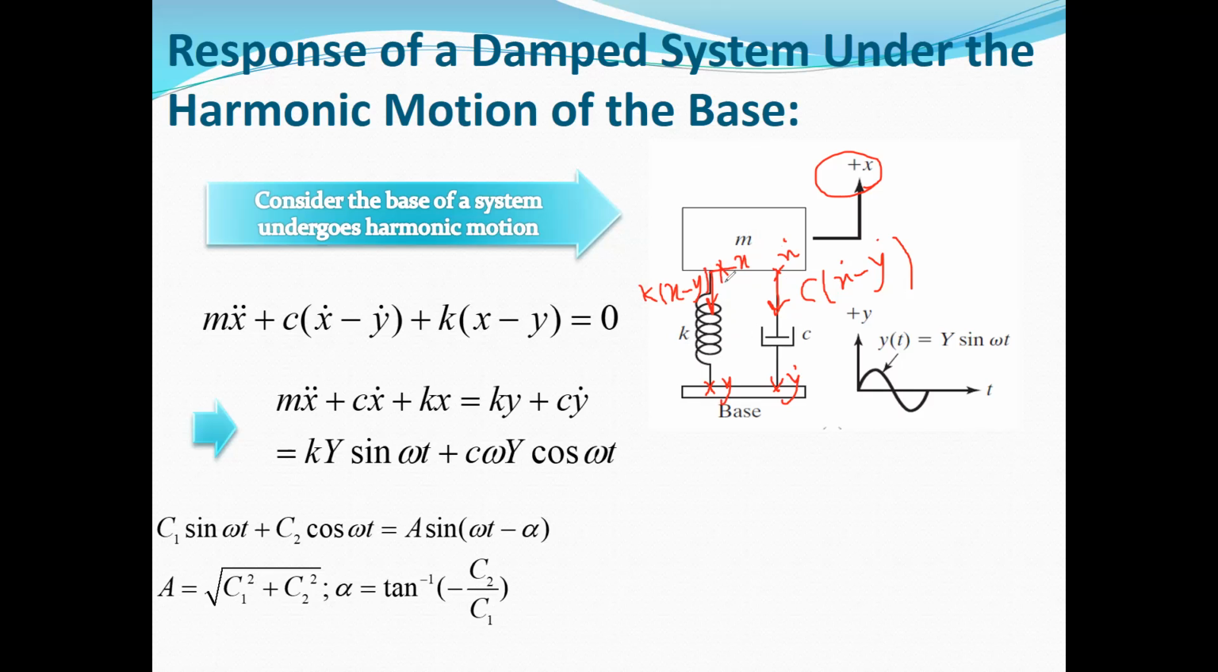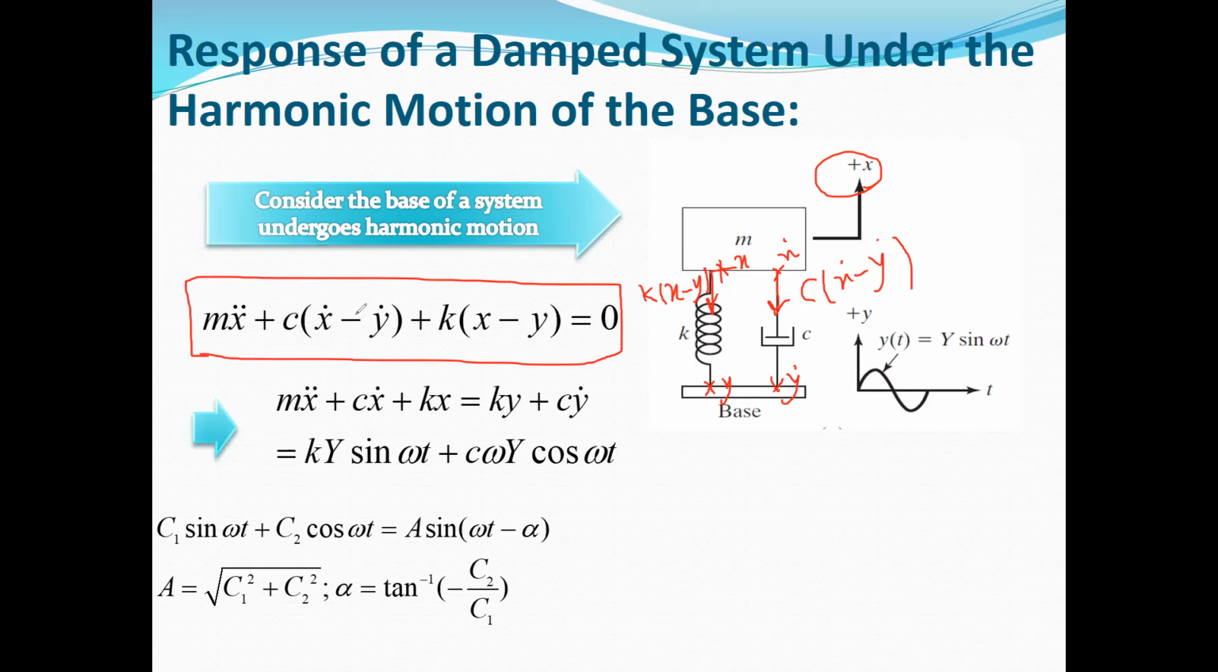So if you plot the free body diagram and write the equation of motion, or Newton's second law, for this mass, the summation of the force is equal to minus k(x minus y) minus c(x dot minus y dot), and it must be equal to m x double dot. And if you simplify this equation, you can extract the equation of motion for the system here.